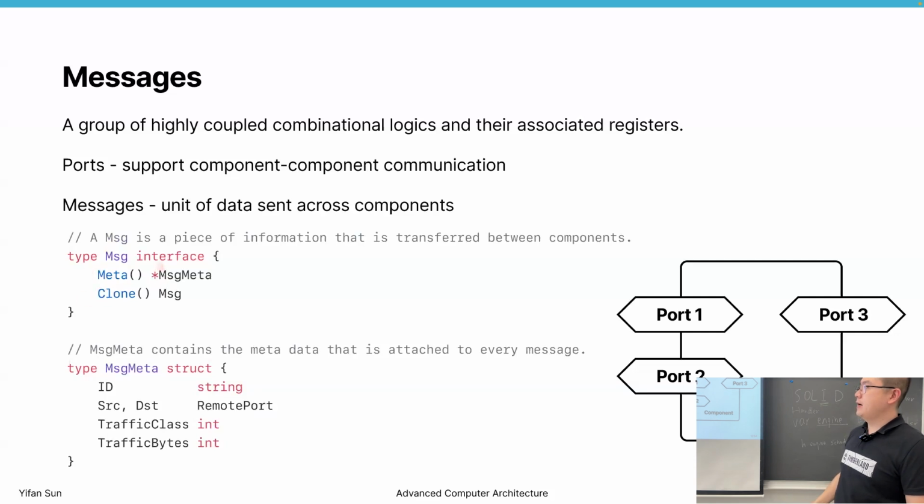So what is a message? A message is a piece of information that is transferred between components and it has two interfaces, two functions. The more important one is meta. It returns the metadata associated with this message, right? So what is in the metadata? It contains an ID, an identifier, a source, a destination, a traffic class, and traffic bytes. Let's say ID. Why do we need an ID? We need to record which message is sent. It needs to be unique. That's why we have this clone method.